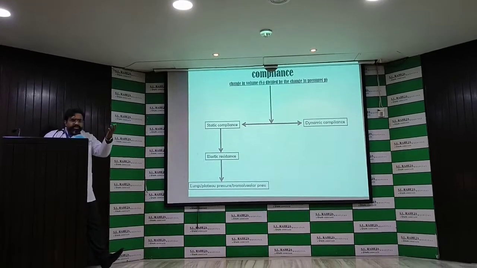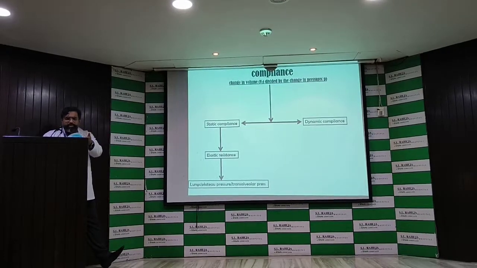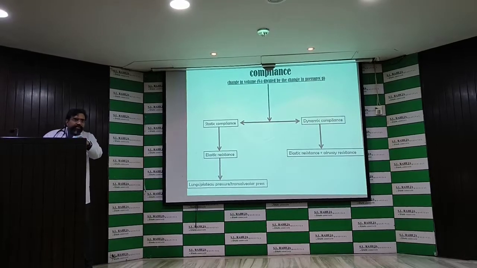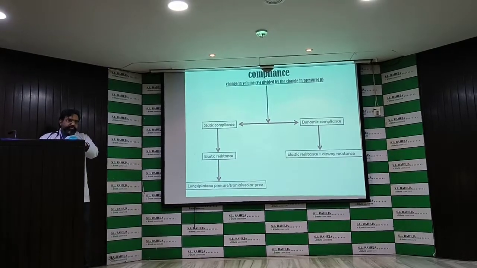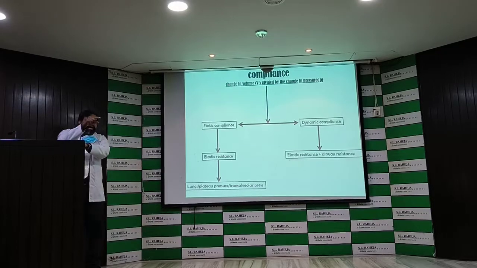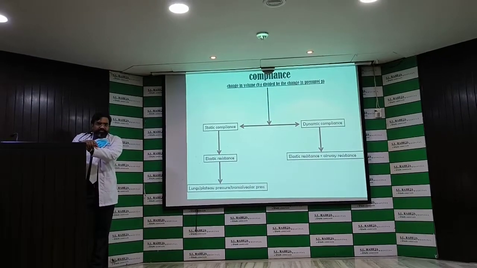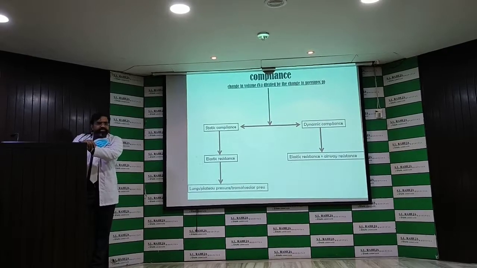So it will tell you about the lungs. It's from plateau pressure and transalveolar pressure. Whereas elastic resistance plus airway resistance is dynamic compliance. Right? So when you see C dyn on the ventilator, it is dynamic compliance. When you see C stat on the ventilator, it is static compliance.